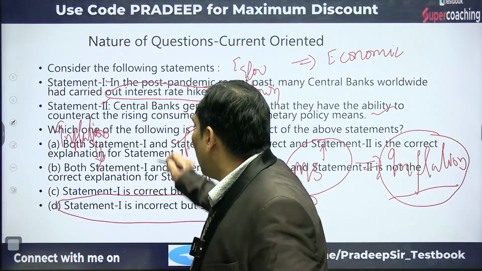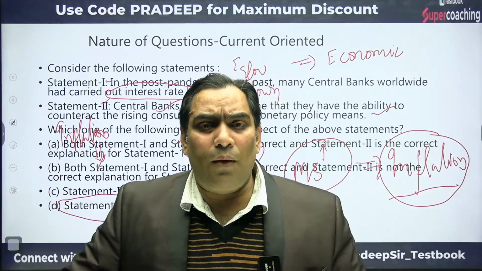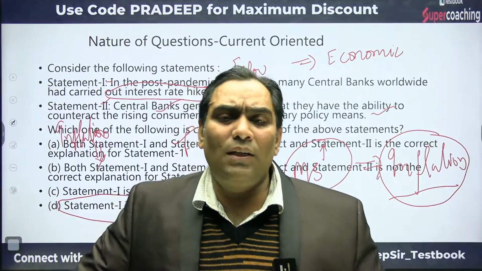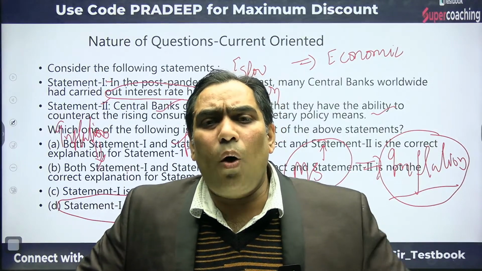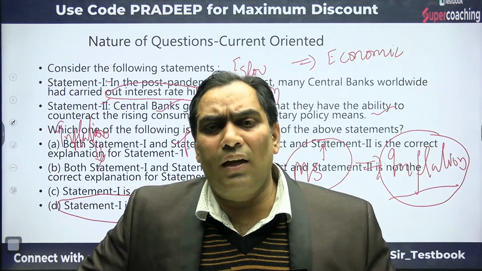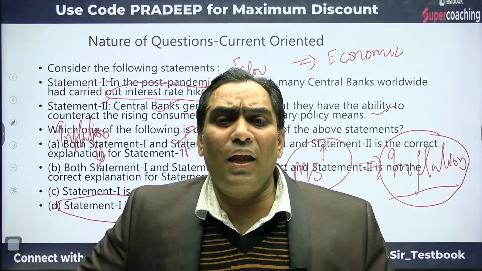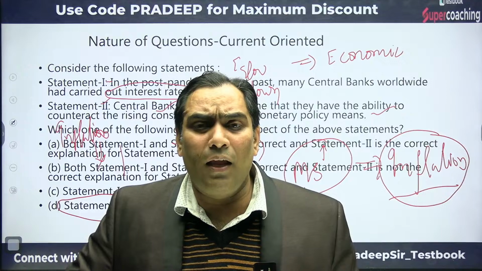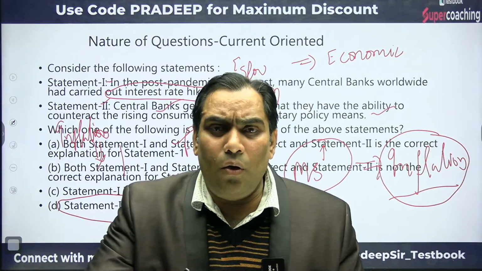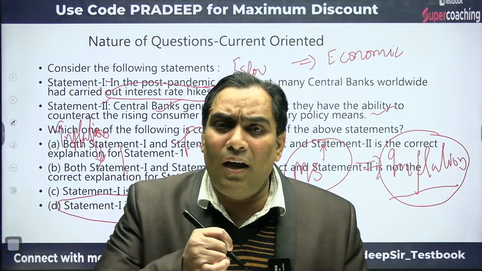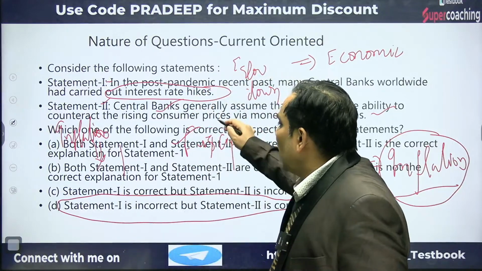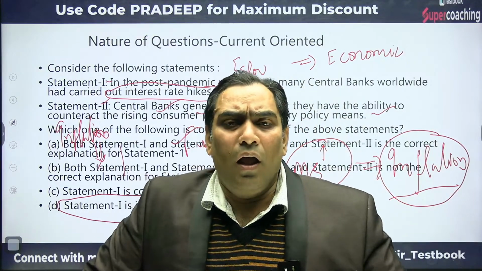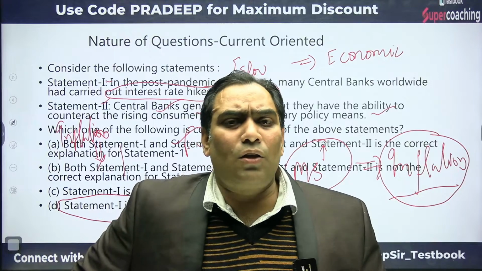So after the corona, the government pumped money into the economy and the money supply increased. Because of that, the central banks of most countries were taking a contractionary monetary policy in order to reduce the money supply, and it was in the news. So that is nothing but current-affairs related. That's why statement 1 is correct, statement 2 is also correct, and statement 2 is the correct explanation of statement 1.